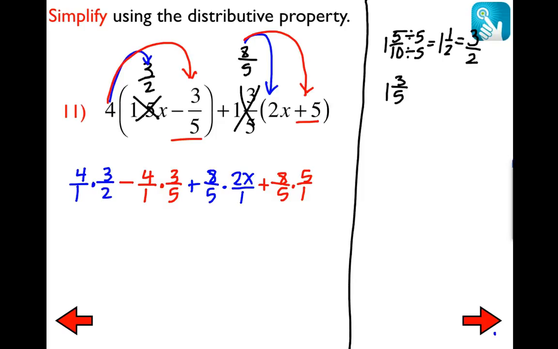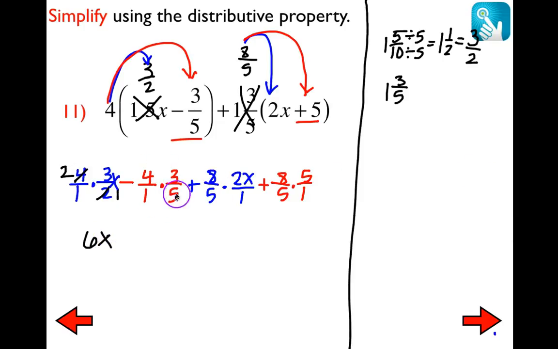So now what I'm going to do is check to see if I can cross cancel. The 4 and the 2 have a 2 in common. 4 divided by 2 is 2. 2 divided by 2 is 1, leaving me with 2 times 3, which is 6. Divided by 1 is still 6. Ooh, I made a big mistake. I left off a very important thing. I forgot the variable, so please make sure you include that. I made a big boo-boo there. So it's going to be 6x, not just 6.